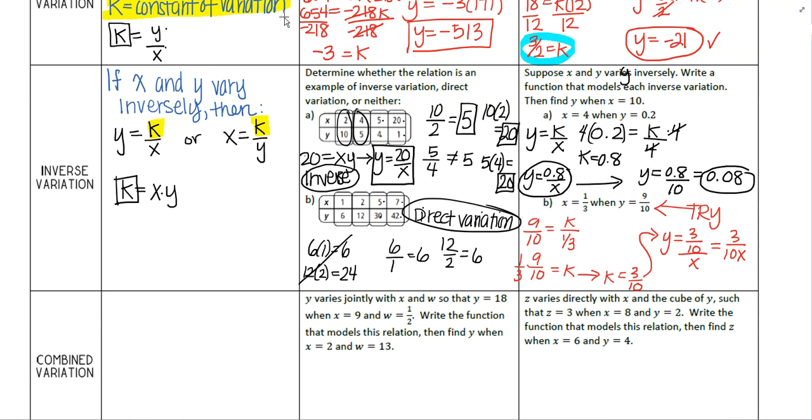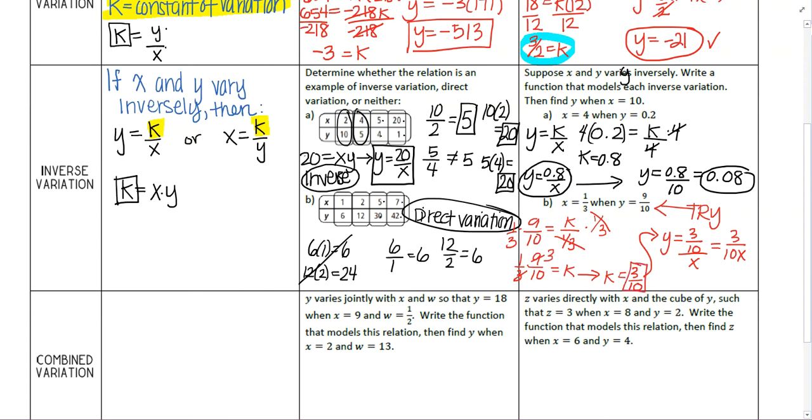This one is a little bit more challenging because of the fractions, but to set it up, we have 9/10 equals k over 1/3, plugging in the x and the y. To cancel dividing by 1/3, I'm going to multiply both sides by 1/3. So 1/3 times 9/10, the 3 will go into the 9 3 times. We get that k is 3/10.